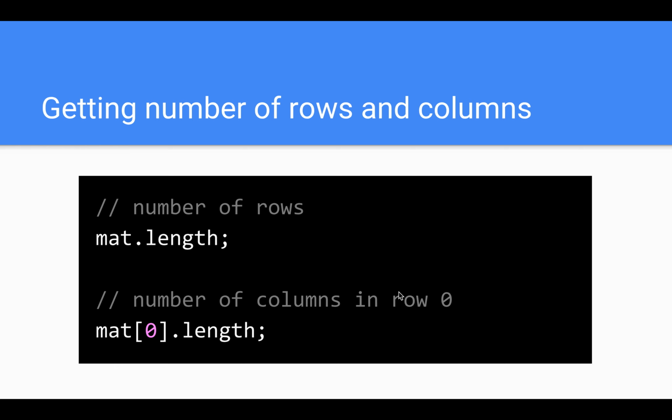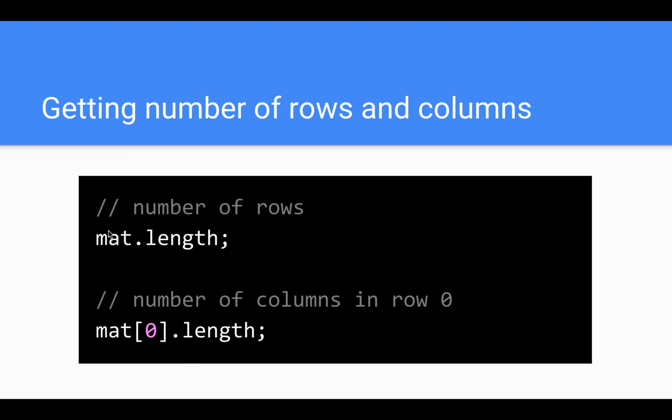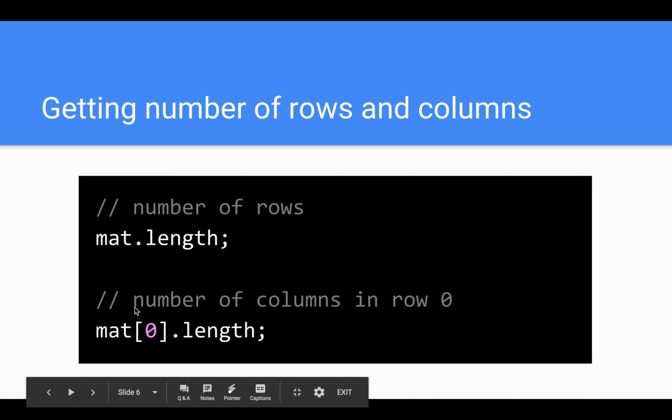So, getting the number of rows and columns. Getting the number of rows, you can do mat.length. And then to get the number of columns in row 0, you can do mat[0].length. So this first one gets you the number of rows, and the second one gets you the number of columns in a specific row.